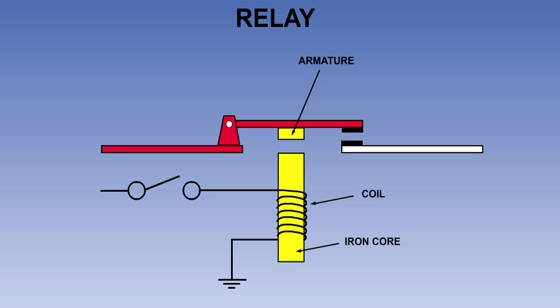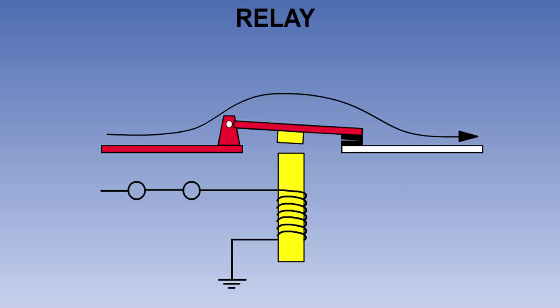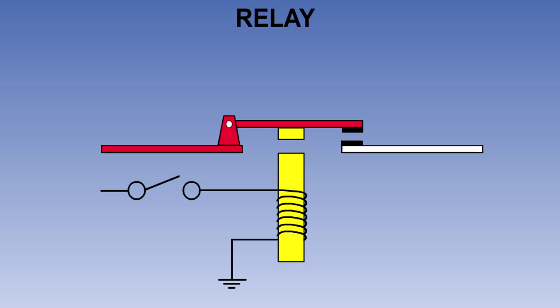A soft metal armature is attached to a pair of electrical contacts, which, in our example here, are spring-loaded to the open position. But when current is passed through the coil, the soft metal armature will be attracted to the core and the contacts will close. When the current to the coil is switched off, the contacts will open again.